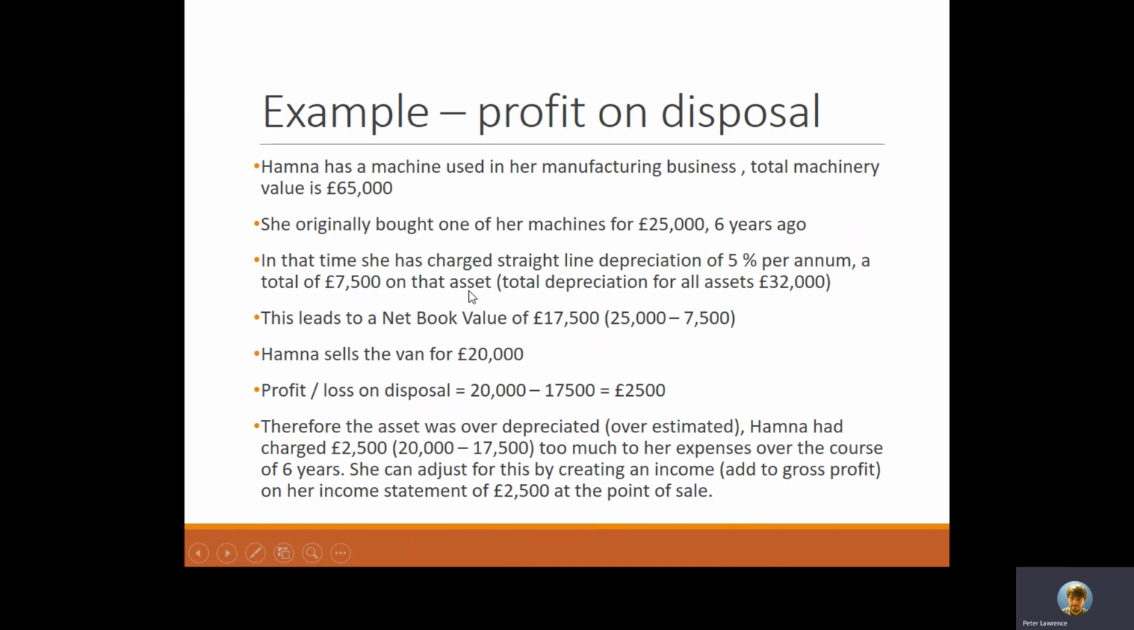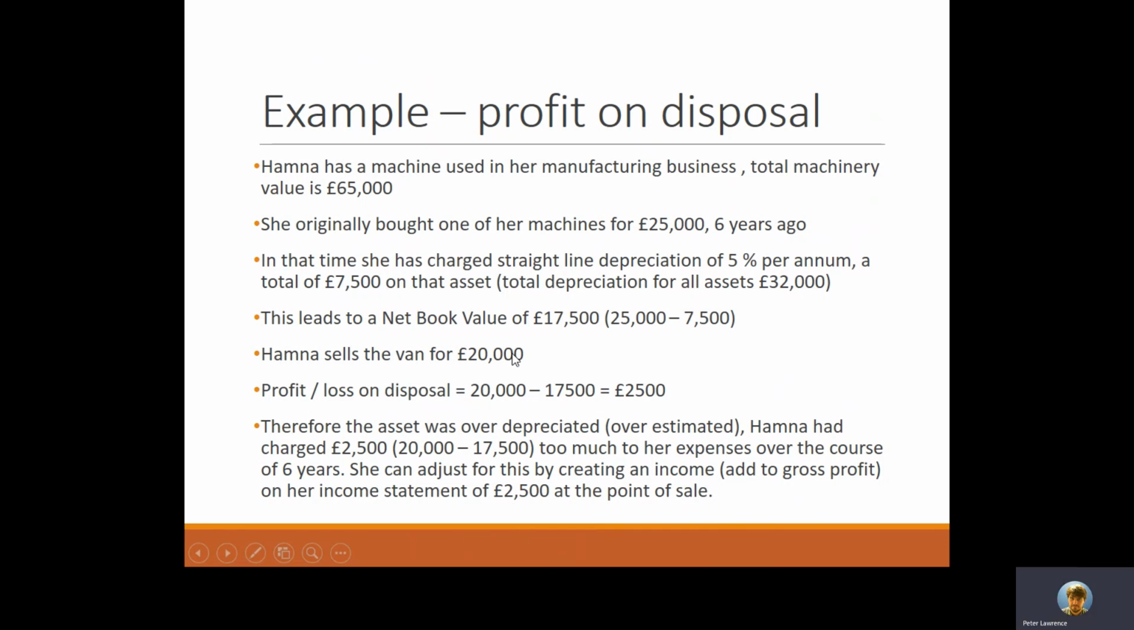£7,500 on that asset which she has sold. But the depreciation on all assets is £32,000. Okay. So that leads to a net book value of the asset sold of £17,500, being the original cost of £25,000 and the £7,500 just on that individual asset.